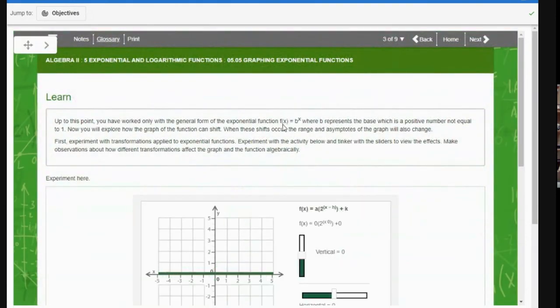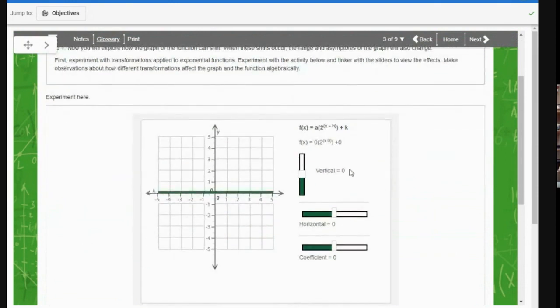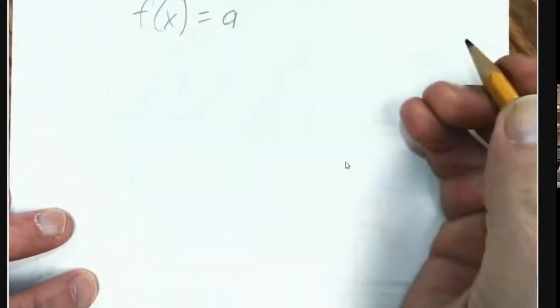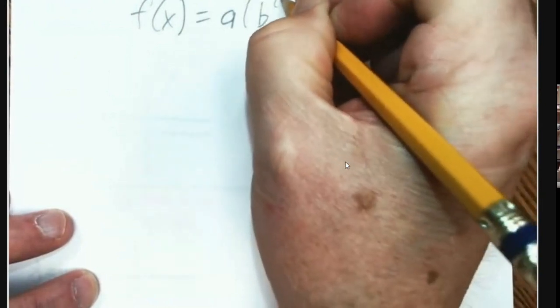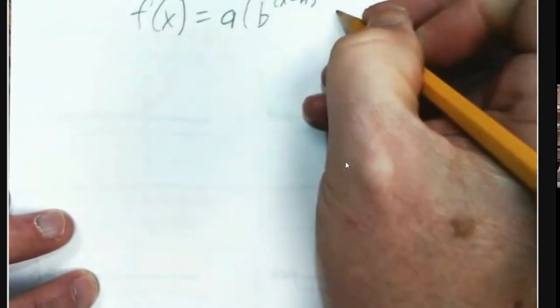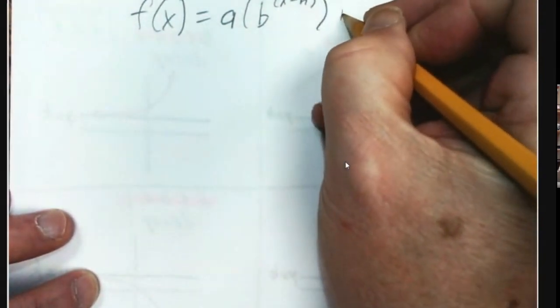All right, so to this point, we've only used f of x equals b to the x, where b is the base. So here they want to play with it. Now, let's write down what formula they're playing with here, because what they're doing is they're showing the translations. We've already played a little bit of translations on Desmos, but let's do it the way they're showing. So they're saying, okay, if you have the equation f of x equals, and this time they're using a instead of 1, times the base, and they're doing x minus h, plus k.